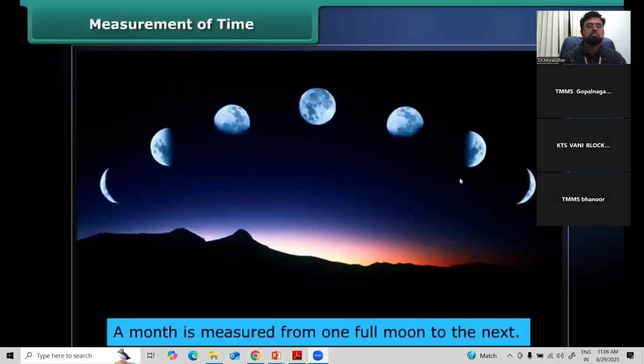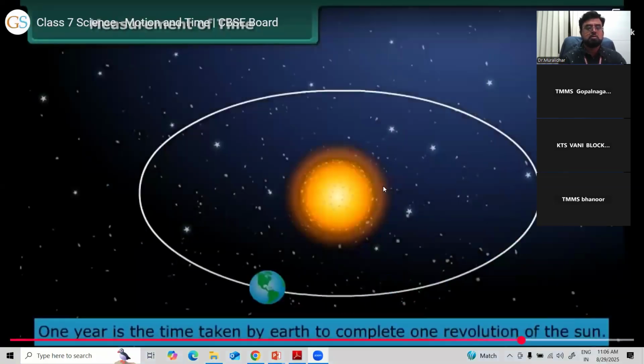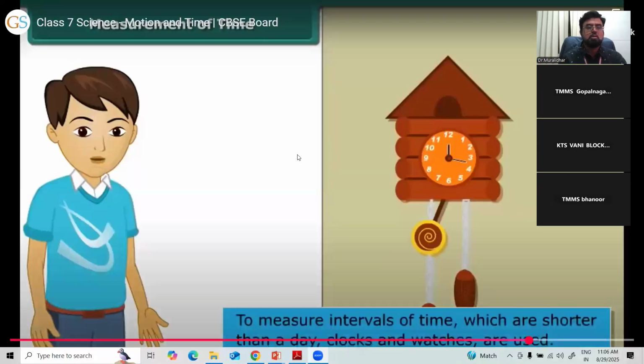Have you ever wondered how our elders could tell the approximate time of the day by just looking at the shadows? Many events in nature repeat themselves after definite intervals. It's about time, which we'll discuss in the next class.